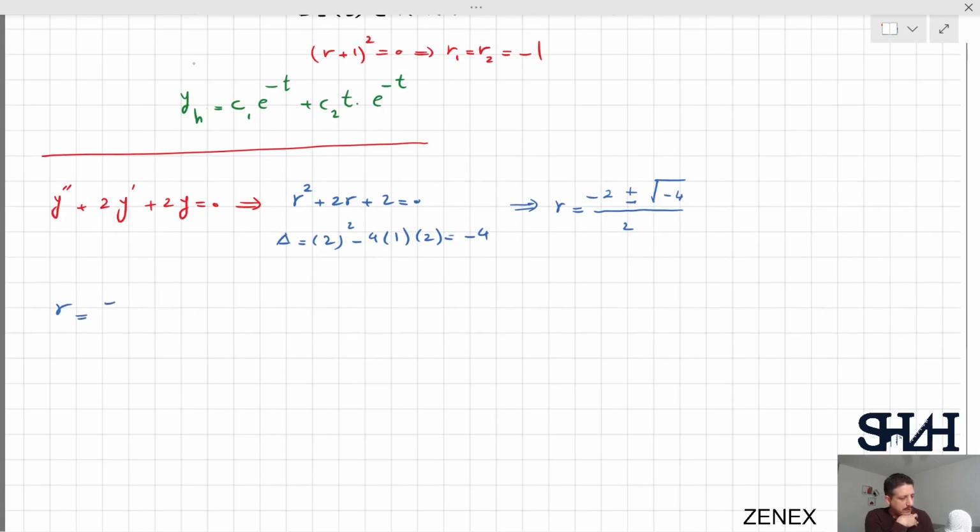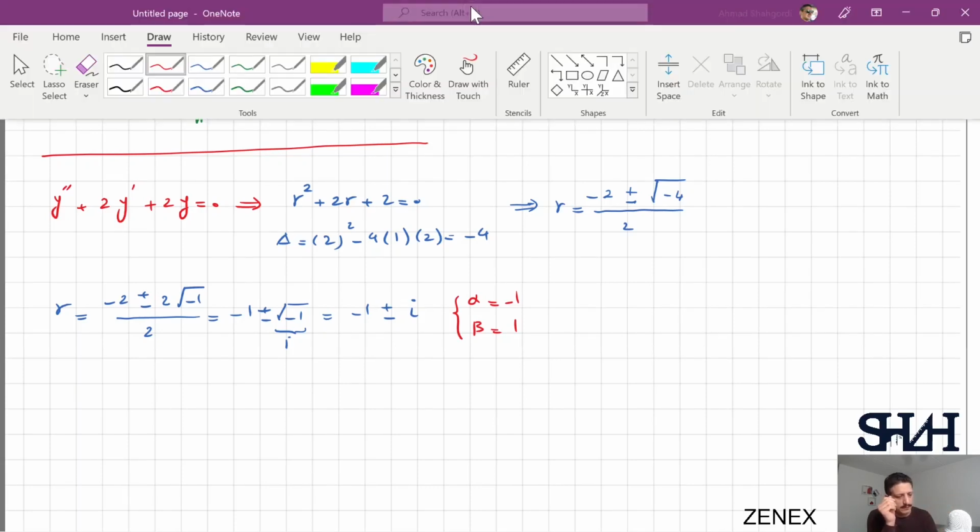So r will be minus 2 plus minus 2 square root of minus 1 divided by 2, which is minus 1 plus minus square root of minus 1, which is i. So it will be minus 1 plus minus i. In this case, alpha is the real and beta is the imaginary part. So alpha is minus 1 and beta is 1. Plus minus is not counted, so beta is always a positive number.